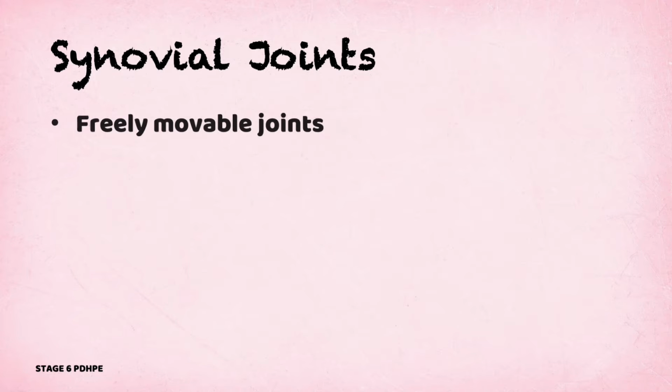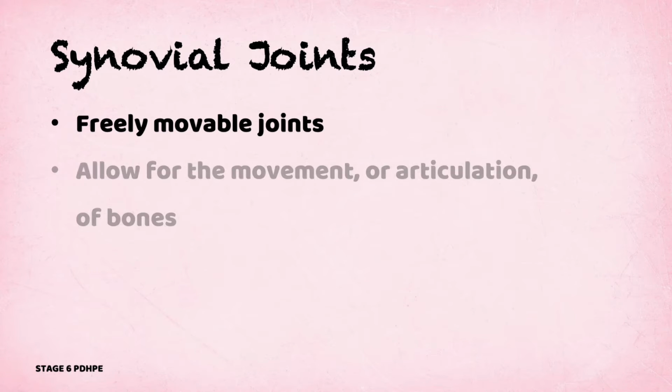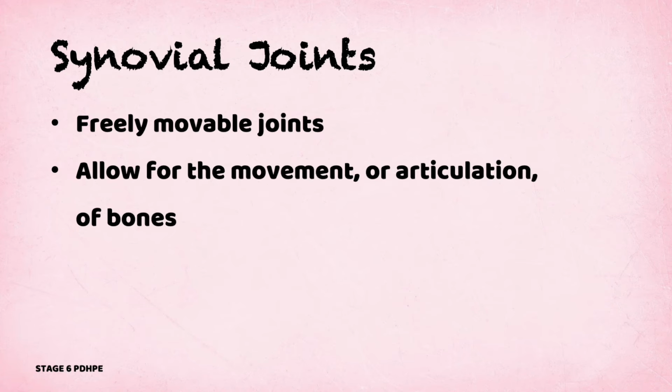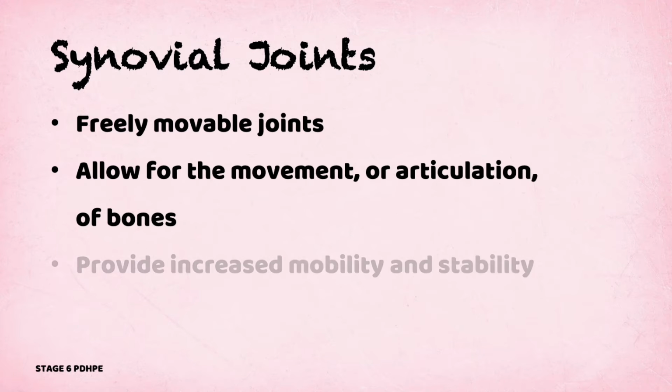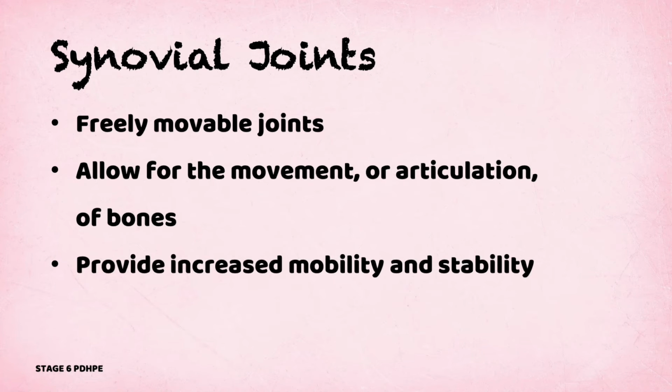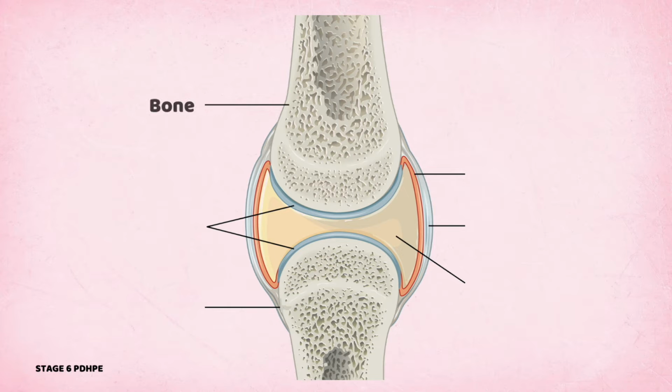Synovial, also called freely movable joints, allow for the movement or articulation of bones, as well as providing stability. Without these joints, we would not have the same mobility or range of motion. Bones are connected to each other at synovial joints through ligaments that provide strength and support. The end of these bones are also covered with a layer of cartilage that helps absorb shock.